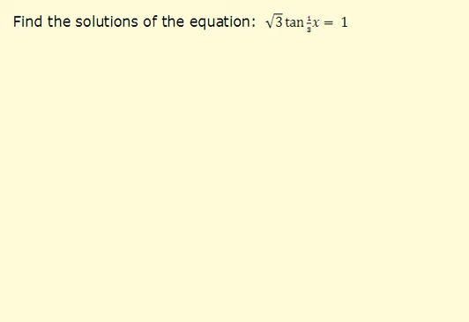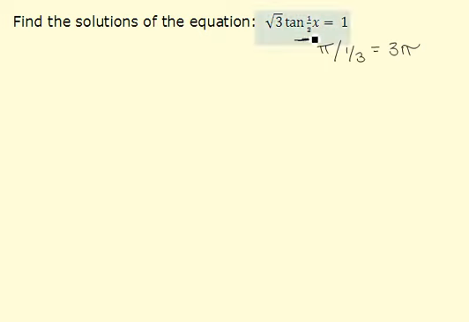In this problem, we are asked to find the solutions to the equation the square root of 3 tangent of 1/3 x is equal to 1. We will recognize that the period for tangent would be given by pi over b, or pi divided by 1/3, which is equal to 3 pi. Therefore, our solutions would cycle every 3 pi units.